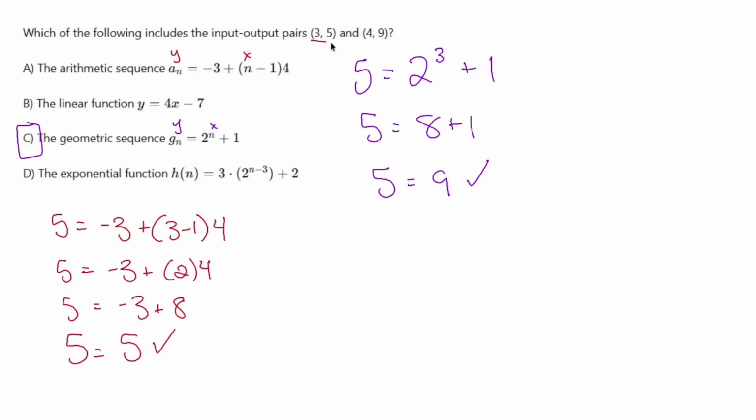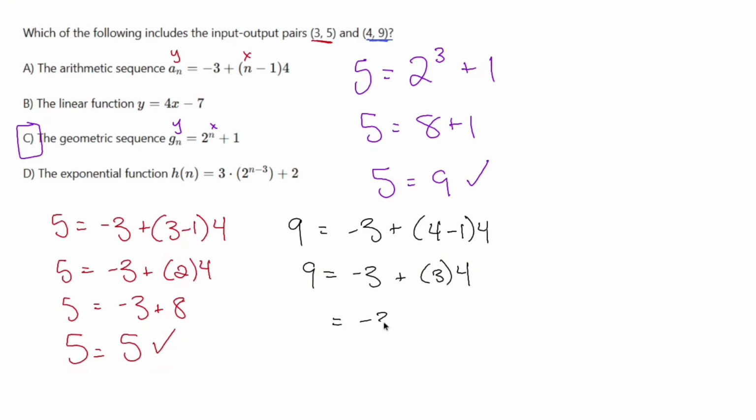Now, that's 1 point. So to test the other one, we are going to plug in 9 equals negative 3 plus 4 minus 1 times 4, which means negative 3 plus 3 times 4 has got to be equal to 9, and negative 3 plus 12 has got to be equal to 9, and you know what? 9 is 9, so A is our guy.